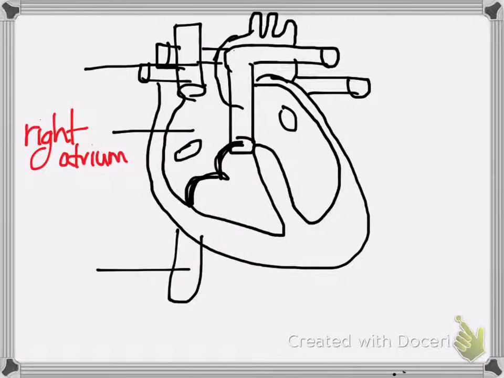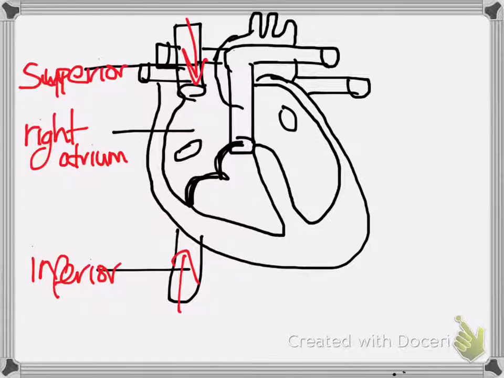The blood enters the right atrium through the superior vena cava and the inferior vena cava, which is here. And here. It enters the right atrium at the same time. These veins are bringing blood to the heart. The superior vena cava is especially larger than the inferior one.